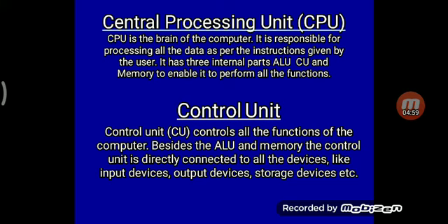Control unit controls all the functions of the computer. Besides the ALU and memory, the control unit is directly connected to all the devices like input devices, output devices, storage devices, etc. Control unit controls all the functions which are performed in the CPU.